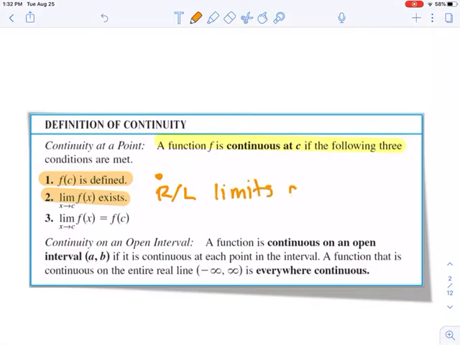You need to check that the left and the right hand limits are the same so that the limit will exist. And then the big kicker, and this is something that I had you think about in your homework a couple times, is that the function value and the limit need to be the same. So the limit needs to be the same as that closed coordinate in order for the curve to be continuous at that point.